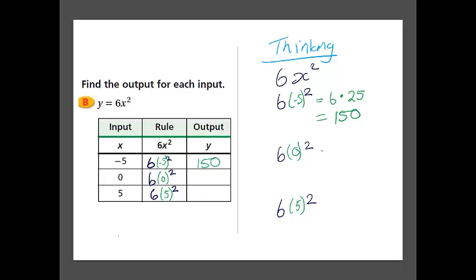Our second one is going to be 6 times 0, which equals 0. And our third one is going to be 6 times, what is 5 squared? 5 squared is 25. So 6 times 25 is 150. So what we did differently here was we used 2 different colors.